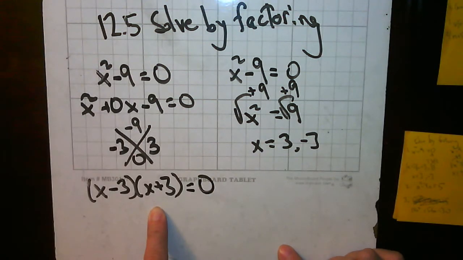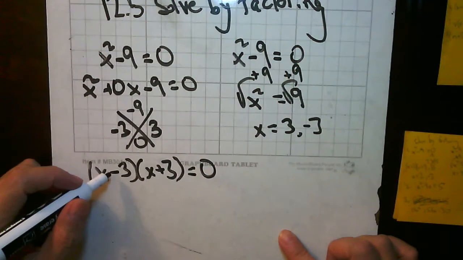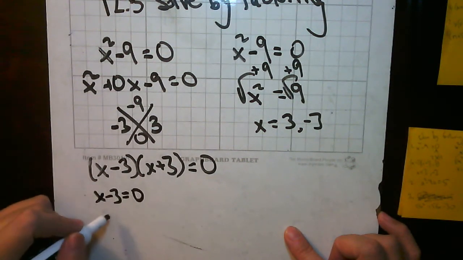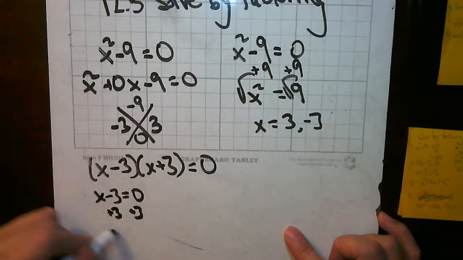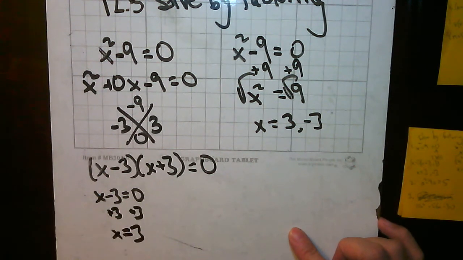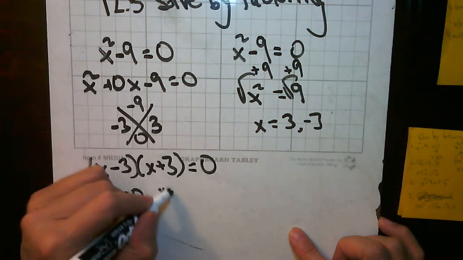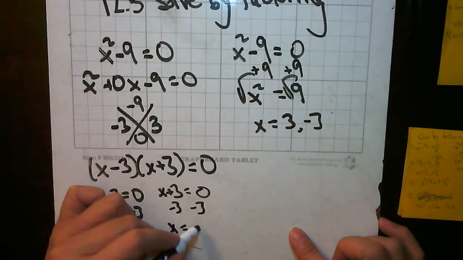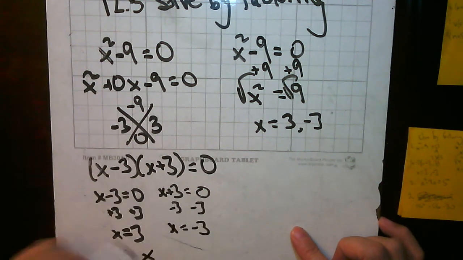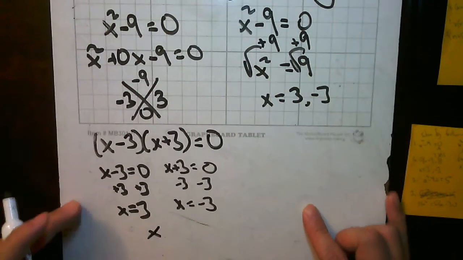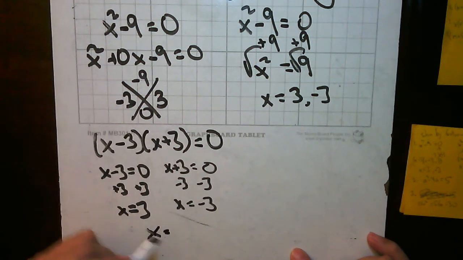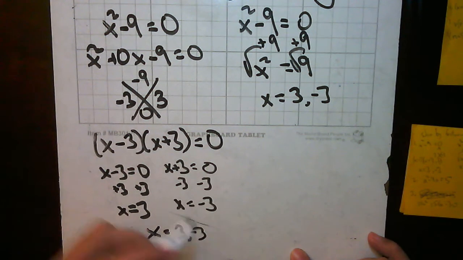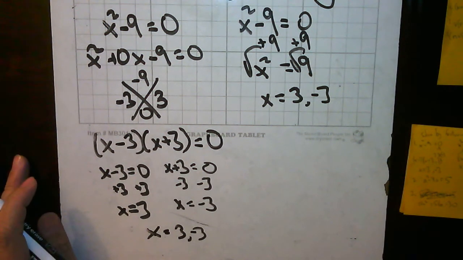Like in the last video, we're going to use the 0 property here. So I have x minus 3 equals 0. This is going to give me x equals 3. And on this side, I'm going to have x plus 3 equals 0. And this is going to give me x equals negative 3. So in conclusion, I'm going to have x equals 3 and negative 3, just like we had in this answer. All right, so this is solving by factoring.